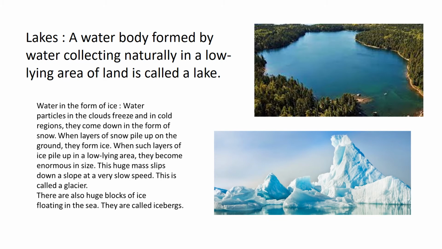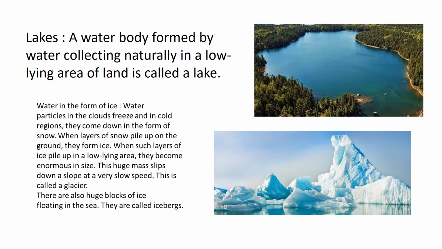Water in the form of ice. Water particles in the cold freeze, and in cold regions they come down in the form of snow. When layers of snow pile up on the ground, meaning they get collected on the ground, they form ice.